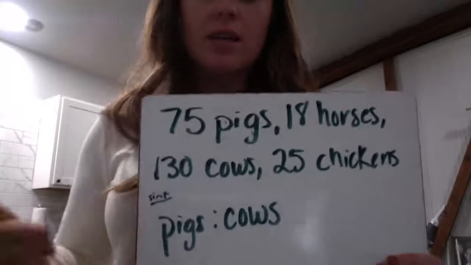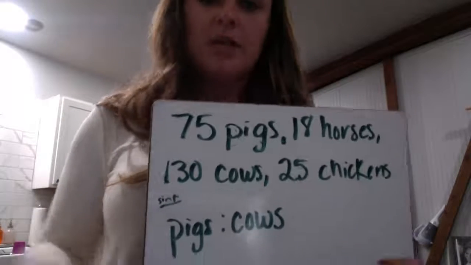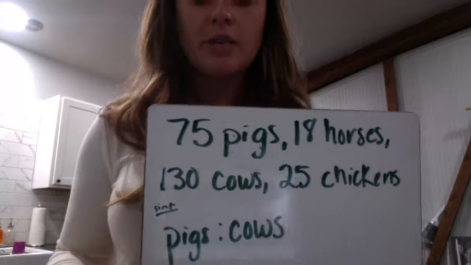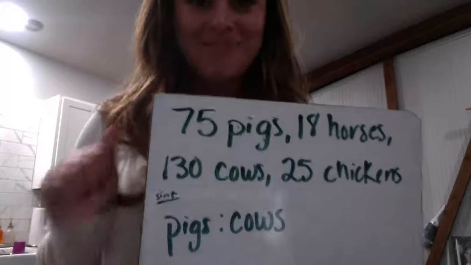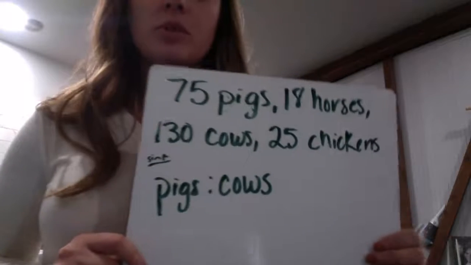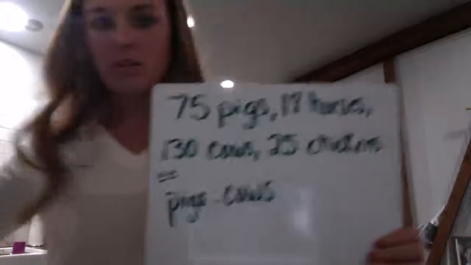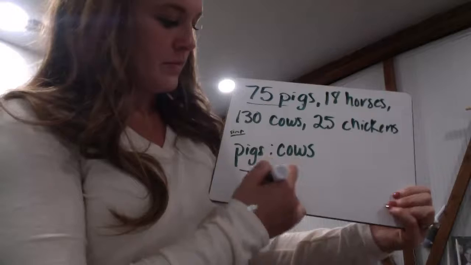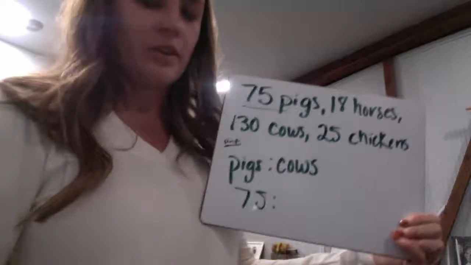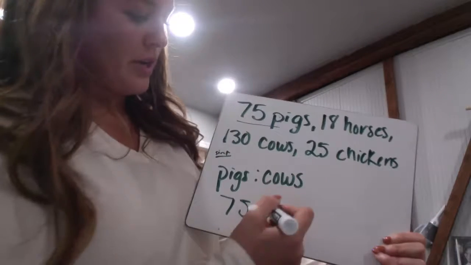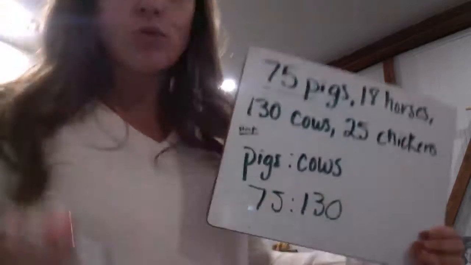Okay, so now you have sentences, and you have to figure out the ratio and then simplify. So the first example that you're given, it says, on a farm, there's 75 pigs, 18 horses, 130 cows, 25 chickens. Sorry, I said kitchens. So it wants to know the ratio of pigs to cows. That's easy. Find the number of pigs, there's 75, to, sorry, my 5 looks really bad, cows, 130. Then it wants you to simplify it.